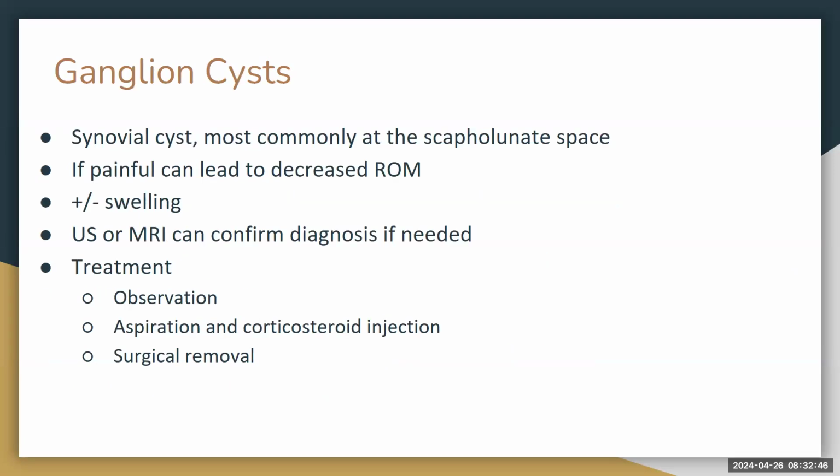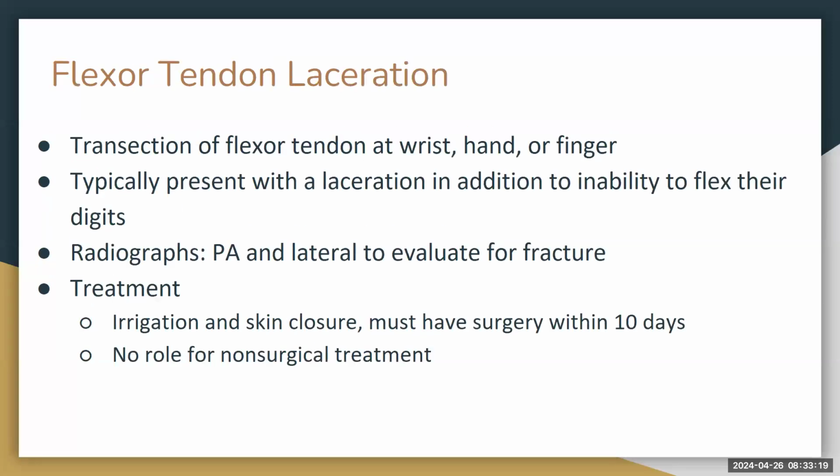Ganglion cysts, so these are synovial cysts, most common at the scapholunate space, also referred to as Bible cysts. If painful, they can lead to decreased range of motion. They can have swelling or not have swelling. Ultrasound can look at these, MRI can look at these, but treatment's basically observation. Can aspirate and do corticosteroids or surgical removal. They call them Bible cysts because the theory is people used to hit these with a big book and they burst, but then they come back. So sounds like the juice isn't worth the squeeze there.